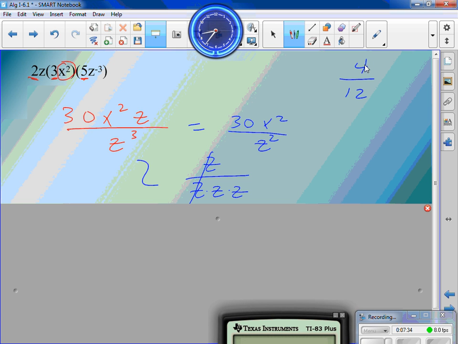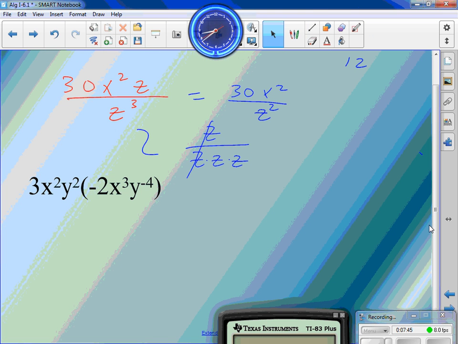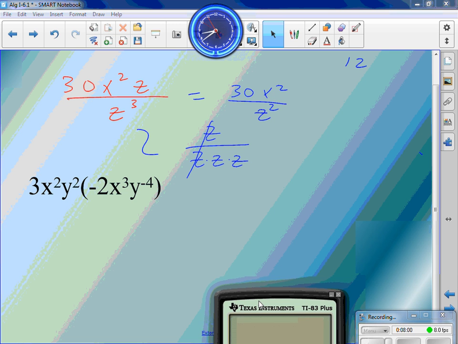Divide by 4. Divide by 4, divide by 4. To simplify it, divide by z, divide by z. Z divided by z is 1. There's not much work to do on these problems. If you live and die by the calculator, this is a section where you're really going to struggle, because the calculator, if I put this in, it actually gives me an answer.